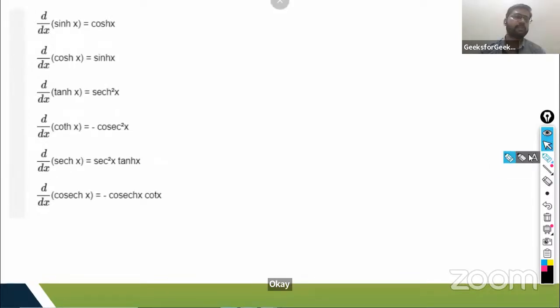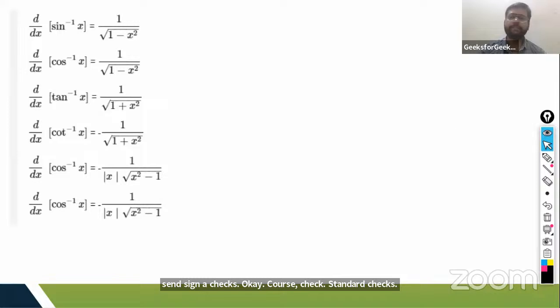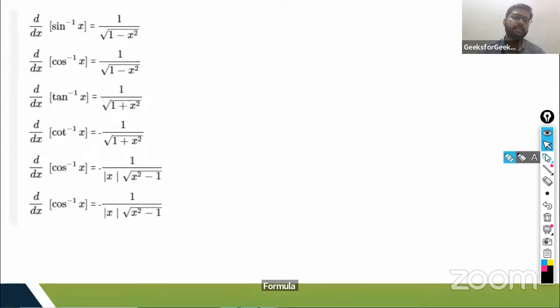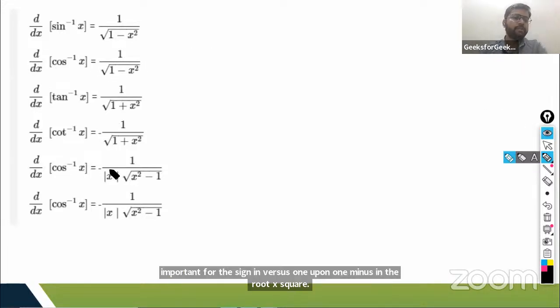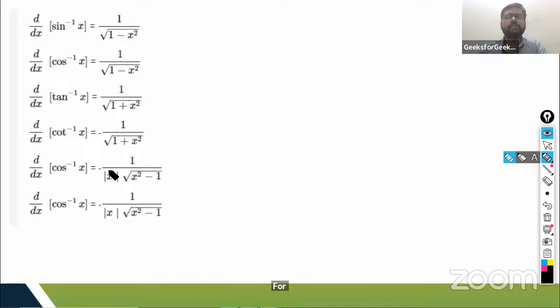Next, sin hx, cos hx, tan hx, sec, cot, and cosec x formulas. So just remember the formulas. Inverse functions are really important. Last year a question was asked on inverse functions, and this year I believe computer science also asked on inverse functions. For sine inverse x, it is 1 upon under root of 1 minus x square. Similarly for cos, tan, sec, cosec, cot inverse.